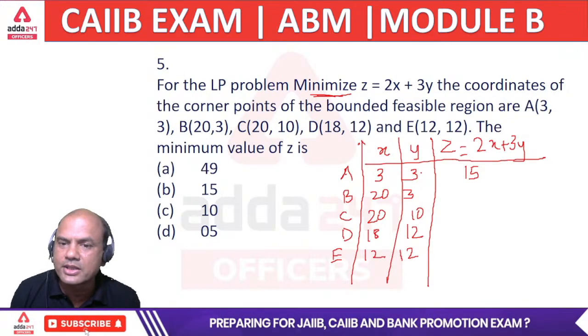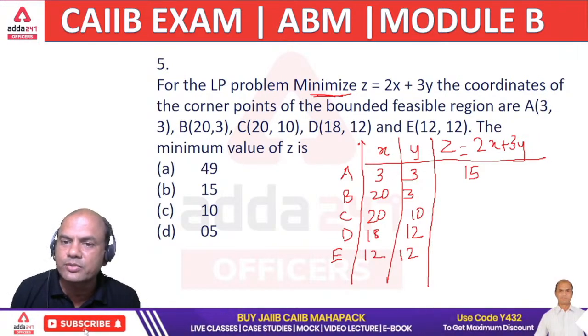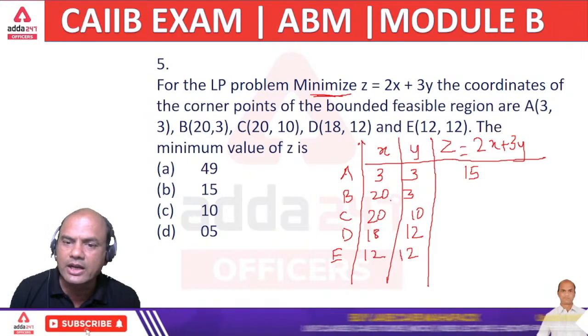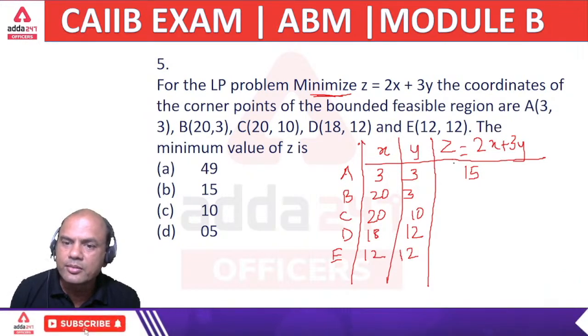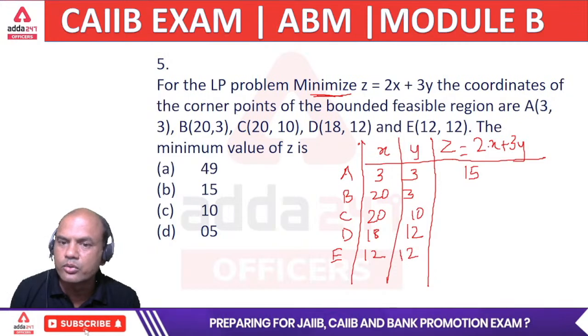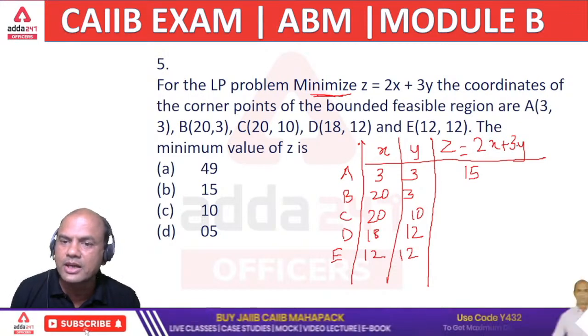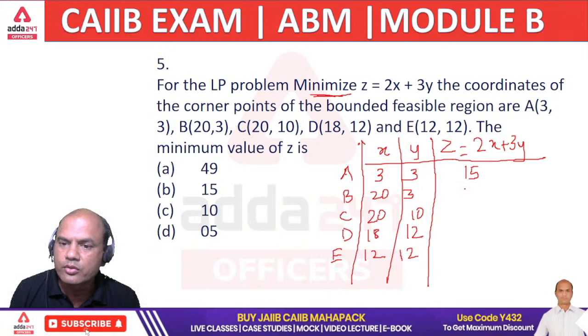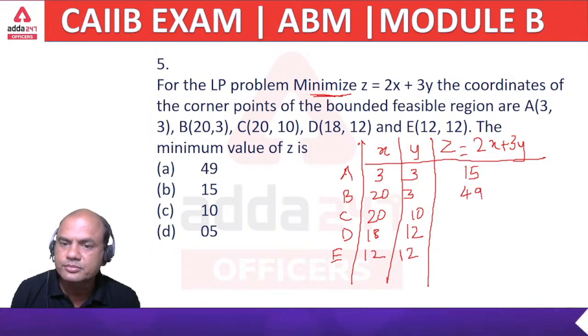2 into 3 plus 3 into 3. Everyone type yes if you have understood this. Okay. Second one, 2 into 20 plus 3 into 3, right? 2 into 20 is what? 40 plus 3 into 3 is 9. So 49. So 49 is the answer over here.